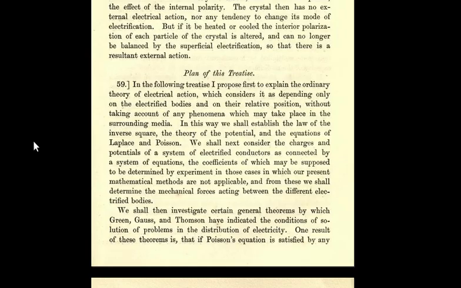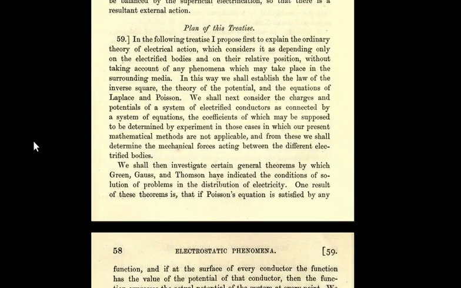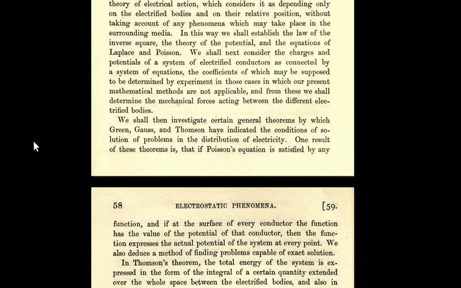We shall next consider the charges and potentials of a system of electrified conductors as connected by a system of equations, the coefficients of which may be supposed to be determined by experiment in those cases in which our present mathematical methods are not applicable. And from these, we shall determine the mechanical forces acting between the different electrified bodies. We shall then investigate certain general theorems by which Green, Gauss, and Thomson have indicated the conditions of equilibrium of the distribution of electricity.